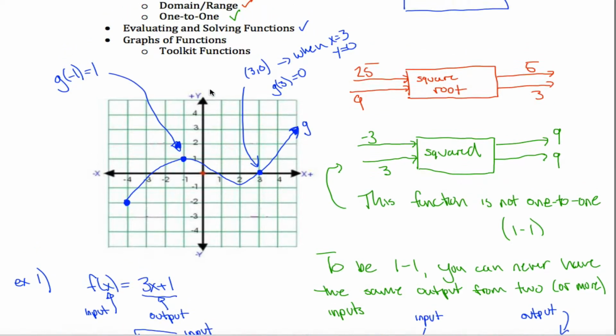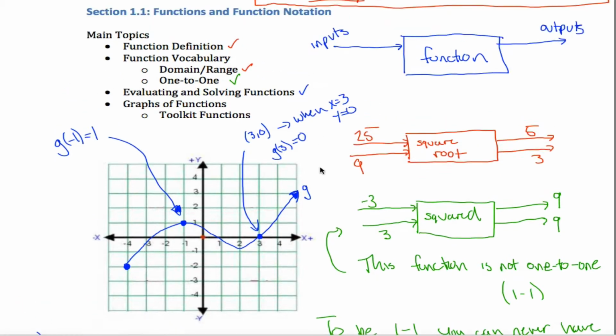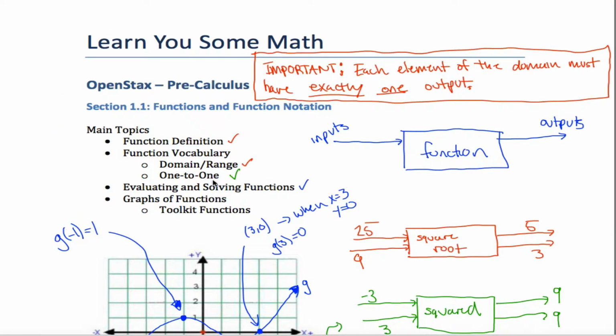One last thing I want to do before I quit looking at this, because it's getting kind of ugly and hard to see, is go back and talk about this criteria and this idea of being one-to-one based on the graph of a function. Each element of the domain must have exactly one output. What would it look like for a graph to not be a function? Because you could graph something that's not a function, that's fine. What would it look like?